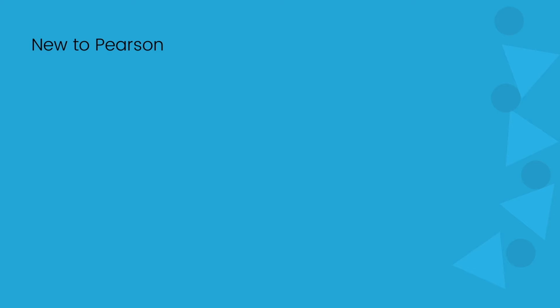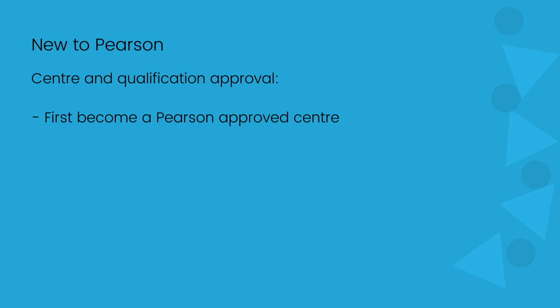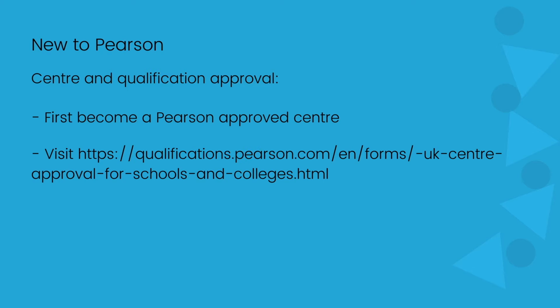Centre and qualification approval. In order to begin offering any Pearson qualification, your organisation must first become a Pearson approved centre. To start the process of becoming an approved Pearson centre, visit their website and complete the relevant forms online. If your organisation is already an approved centre and would like to begin delivering this BTEC Tech Award, simply contact Pearson and they will guide you through the qualification approval process.